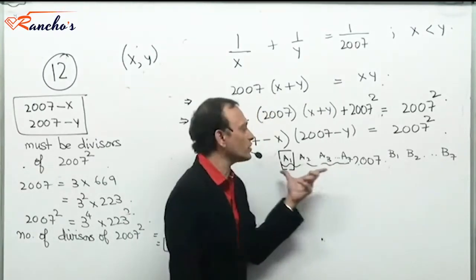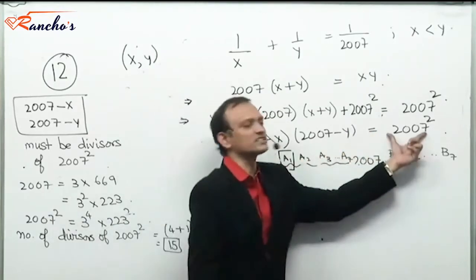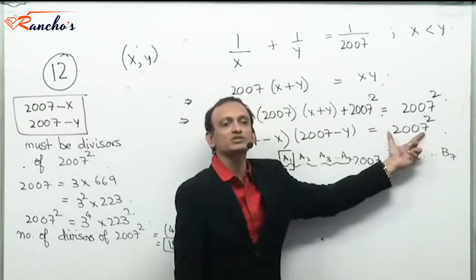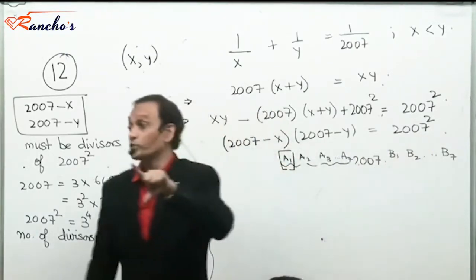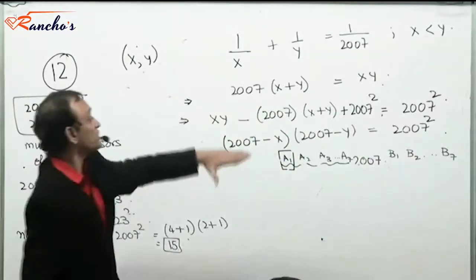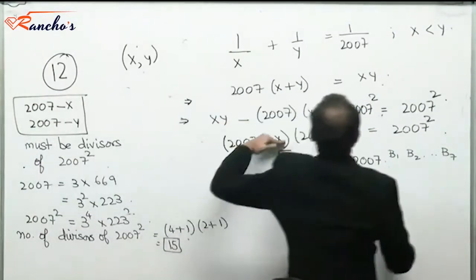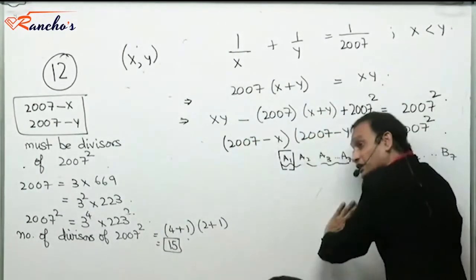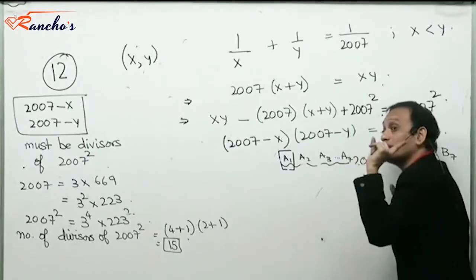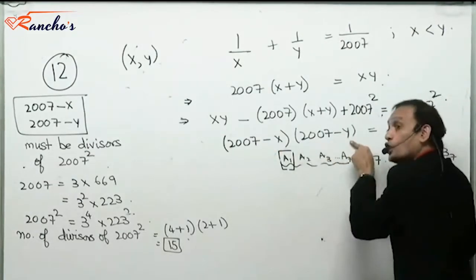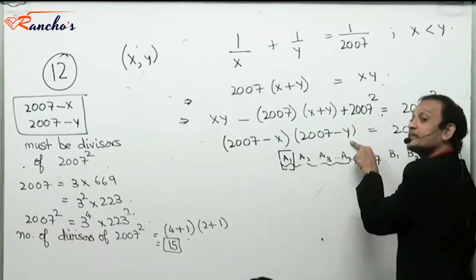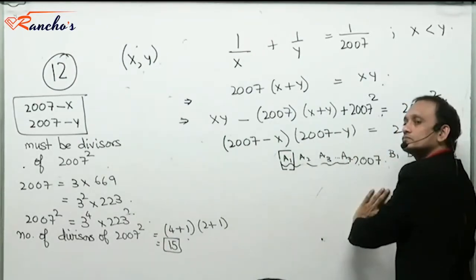So there are only 7 ways in which I could have expressed 2007 squared as a product of two unequal factors. 2007 minus x and 2007 minus y are unequal factors. So there are only 7 ways in which this could be expressed as a product of two unequal factors. 7 ways, yes or no?